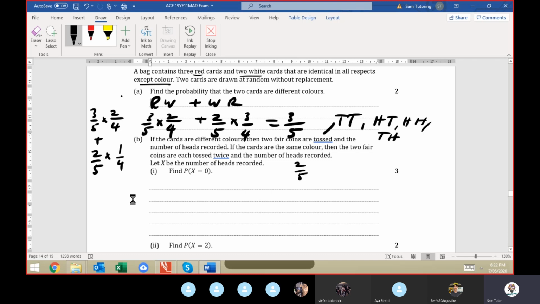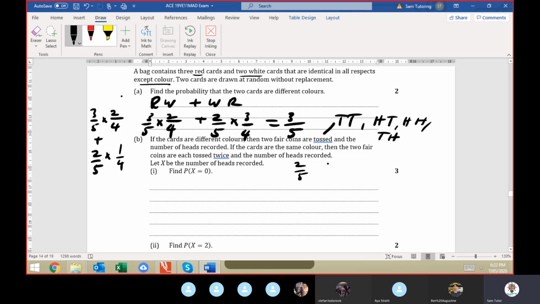Let me just see. 6/20 plus 2/20. Yeah, it's 2/5, which is good. Just want to double check that. Then the 2 fair coins are each tossed twice and the number of heads recorded.